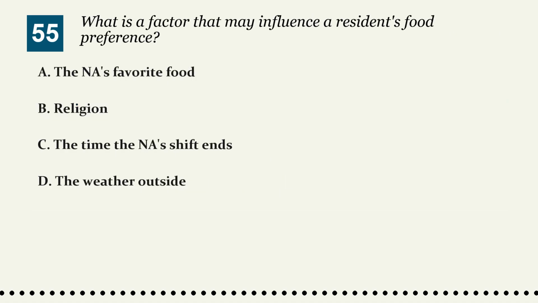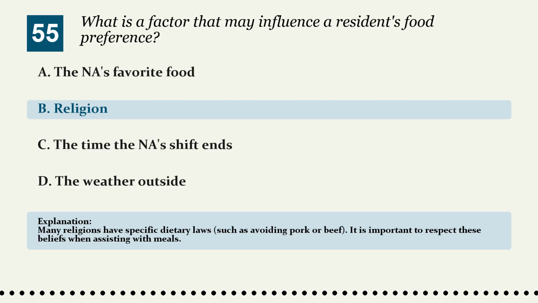Question 55. What is a factor that may influence a resident's food preference? Option A, the NA's favorite food. Option B, religion. Option C, the time the NA's shift ends. Option D, the weather outside. The correct answer is option B, religion. Many religions have specific dietary laws, such as avoiding pork or beef. It is important to respect these beliefs when assisting with meals.